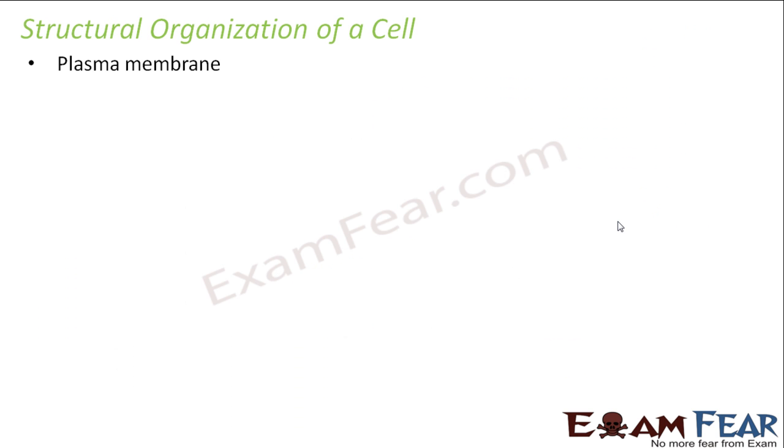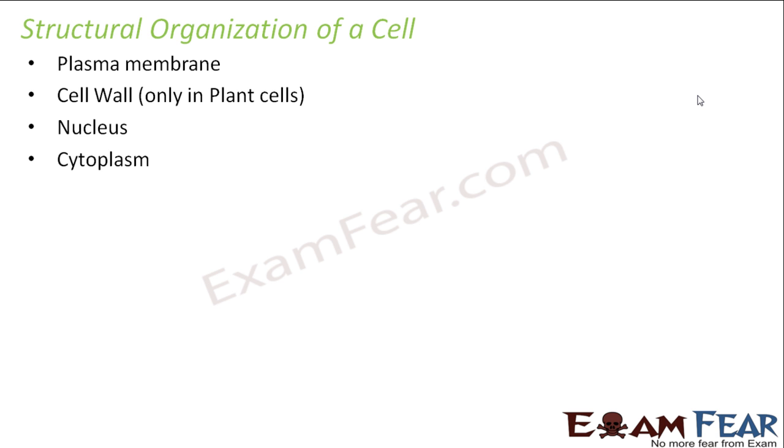When I talk of the structural organization of a cell, what are the components I spoke about? Plasma membrane, which I just told you, the outer covering. The next one is the cell wall, an additional covering which is present only in plant cells. Then you have the nucleus, the cytoplasm, and the different cell organelles. Now we will start with plasma membrane. First we will complete these three important constituents, that is plasma membrane, nucleus and cytoplasm. After that, we will talk about each of the cell organelles.